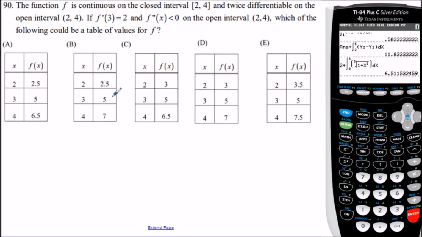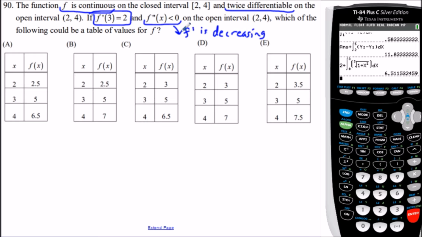Now for question 90, this question was definitely a bit tricky, so really focus in here. We have a table of values for all these 5 answer choices. We're told that f is a continuous function. It's twice differentiable, which means that there's no issues with the second derivative on the open interval. And we're told here that f prime of 3 is equal to 2. And we're also told that the second derivative is always negative. So what that means is that f prime of x is always decreasing. So this is strictly decreasing f prime of x.